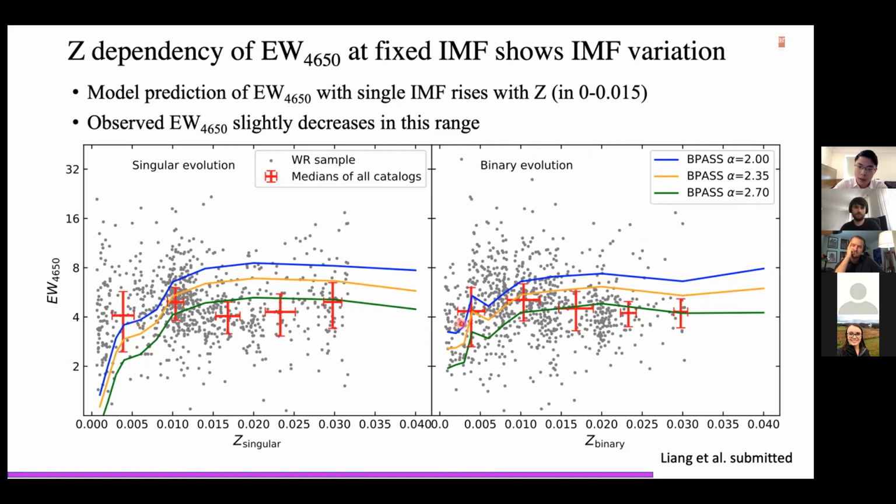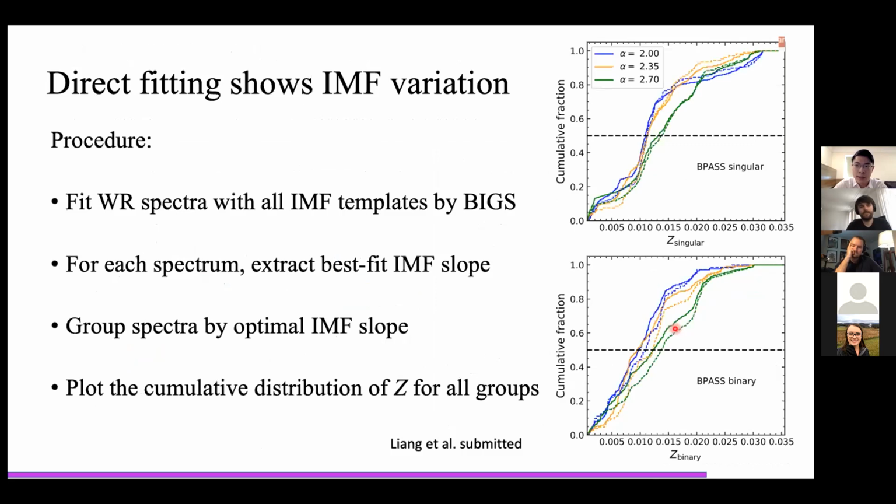Although it's slightly less obvious at the low metallicity end, this trend is generally similar to this panel, where the data points agree slightly better with the green line at the higher metallicity end. Okay, now let's move on to the second approach.